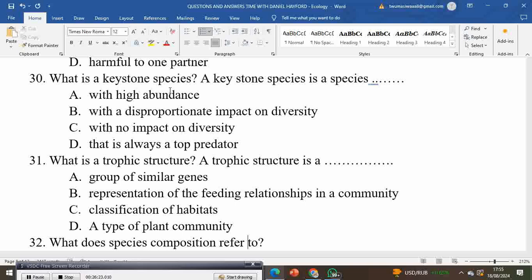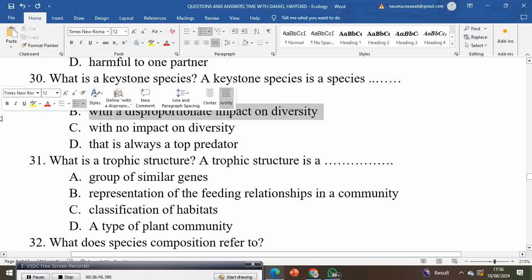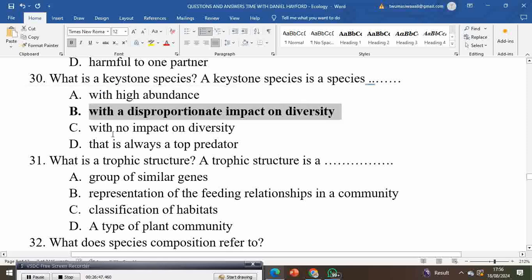A, with high abundance. B, with a disproportionate impact on diversity. C, with no impact on diversity. And D, that is always a top predator. So which one should be our best answer? A keystone species is a species with a disproportionate impact on diversity.